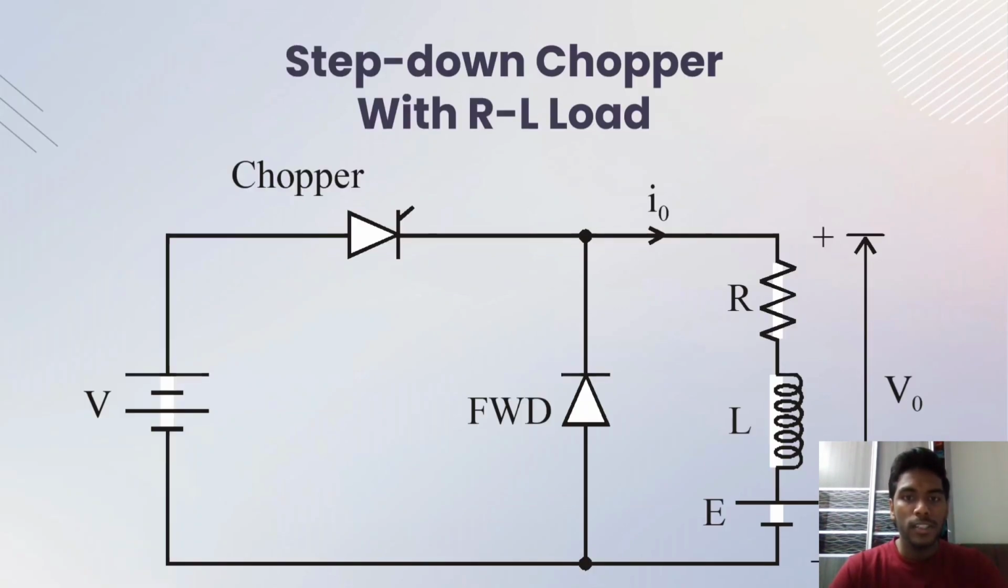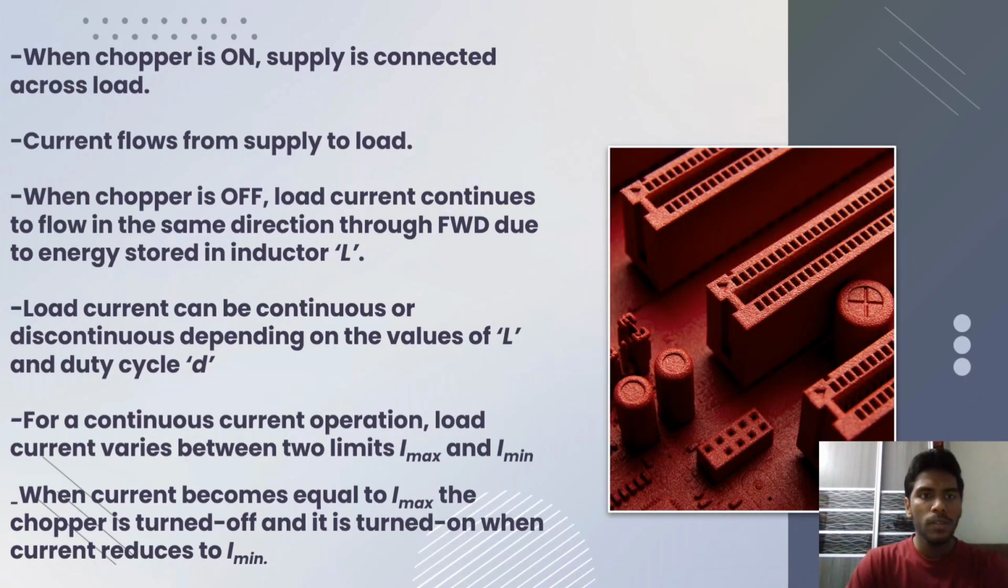Here's another circuit diagram, which is the step-down chopper with RL load. When the chopper is on, the supply is connected across the load. The current flows from the supply to the load. When the chopper is off, the load current continues to flow in the same direction due to energy stored in the inductor. The load current can be continuous or discontinuous depending on the values of L and duty cycle T.